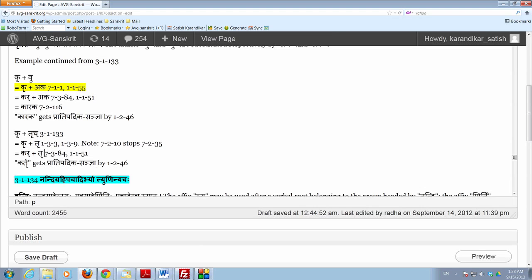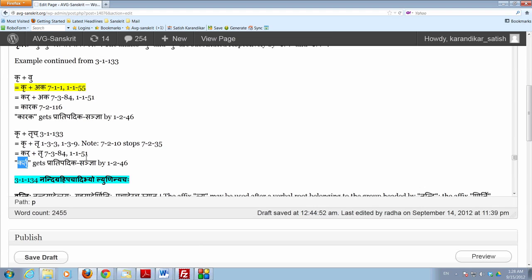And now we can apply the sarvadhatuka ardhadhatuka yoho to get the gunadesha, because affix trich has a sanya of ardhadhatukam by 3 to 4 114 ardhadhatukam sheshaha. And we get the form kartru. We get the form kartru. Kartru is pratipadika sanya by 1 to 2 46. Now this declension of kartru we already studied.